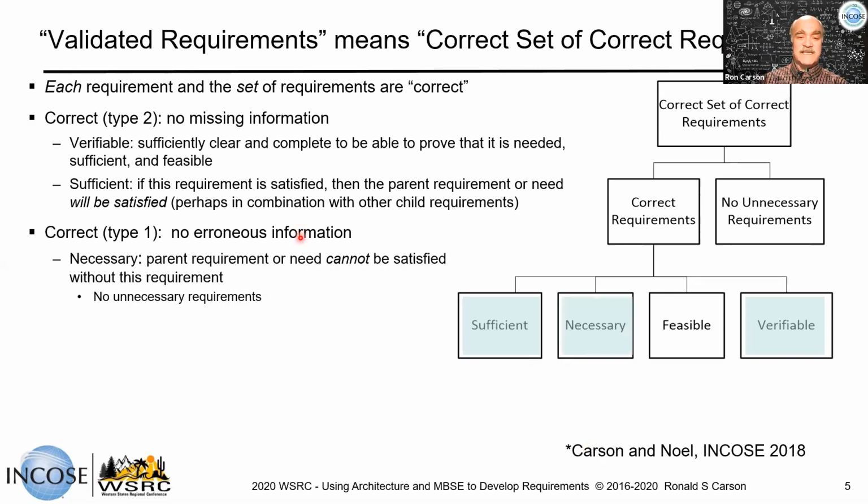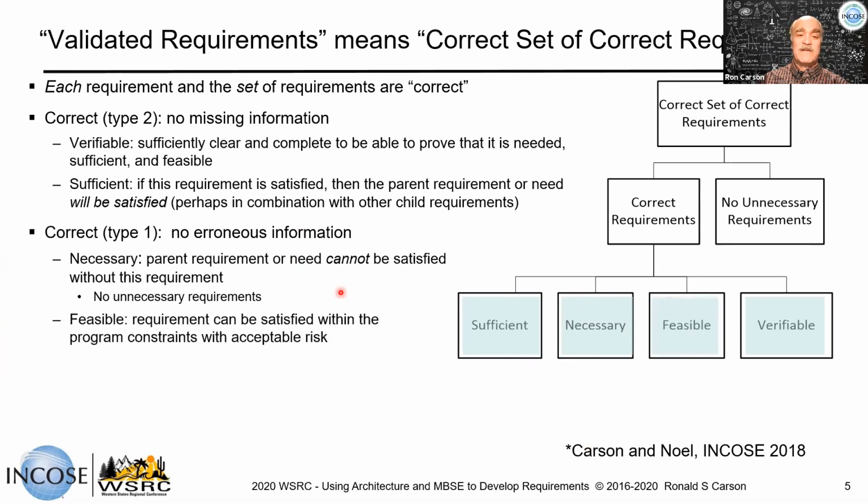We examined necessity by ensuring proper derivation from a parent function. Can the parent requirement or need be satisfied without this requirement? And when in doubt, we can simply delete the function or alter the performance attribute in the model and assess the results. And in some cases, we can compare requirements on the system with the solution characteristics to establish feasibility for performance, sizing, reliability, and other parameters defined in the model. Can we obtain a solution that satisfies this and all other requirements within the program constraints and with acceptable risk?